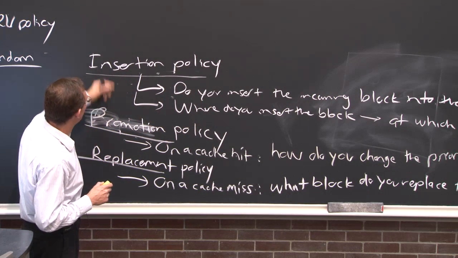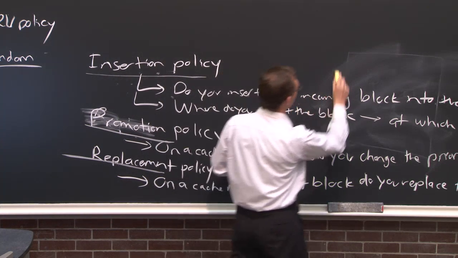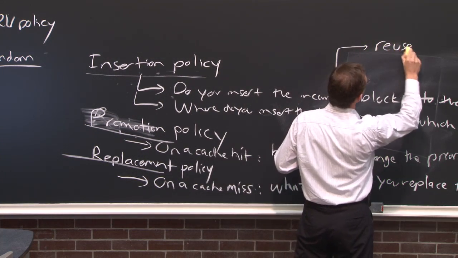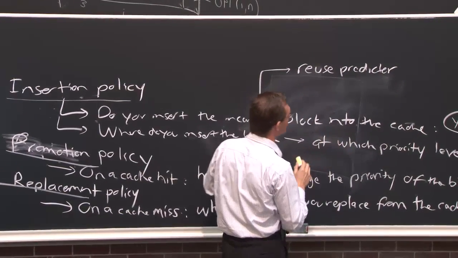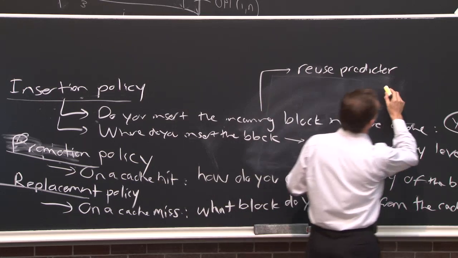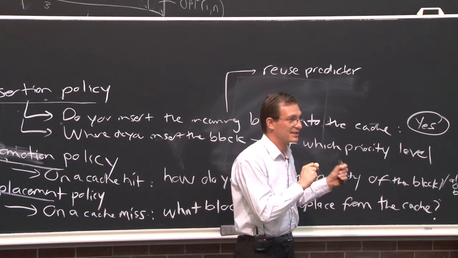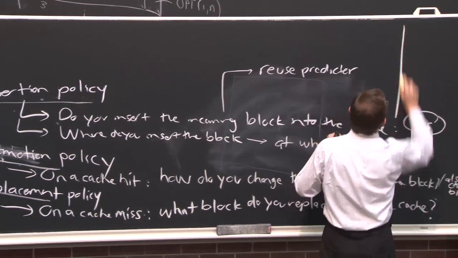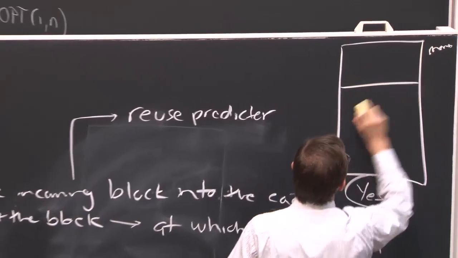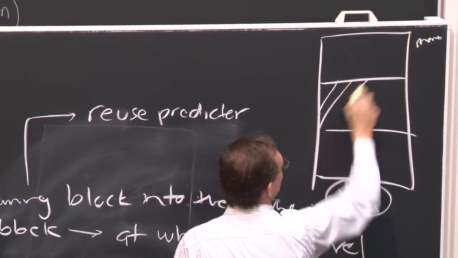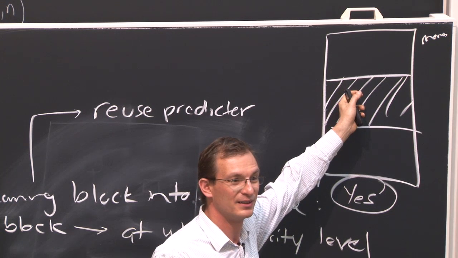Okay. So you could be more intelligent also. As I said, do you insert the incoming block into the cache? Then you can consult a reuse predictor. I will not go into detail in this one, but basically you can have a predictor that says, should I cache this address or not? Think about your memory. Some regions of your memory may have better caching behavior, right? You may have better locality in some regions of your memory.